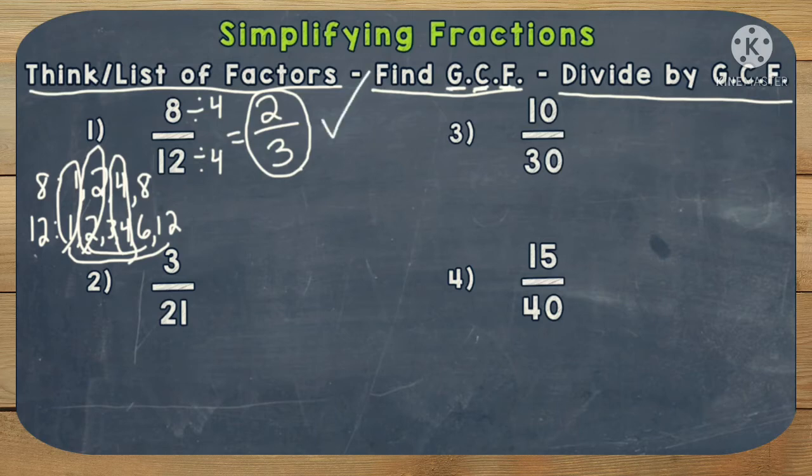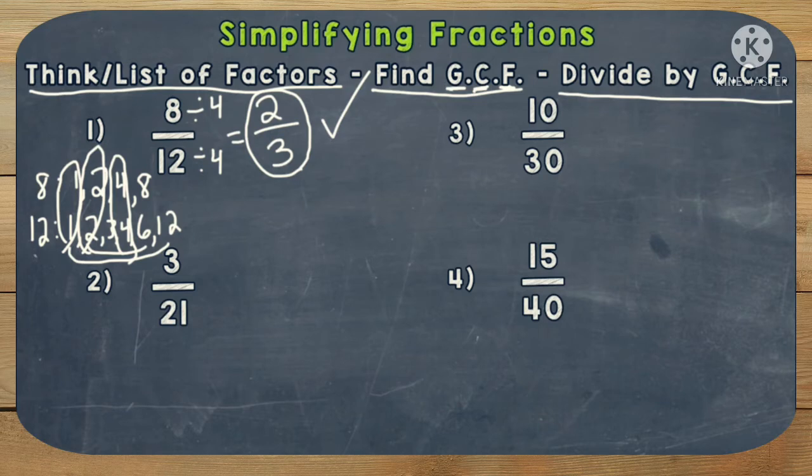So let's go to number 2. We have 3/21. And a common misconception is that if we have odd numbers, then it's automatically simplified. And that's not true. We have a common factor between 3 and 21 where we can break this down.